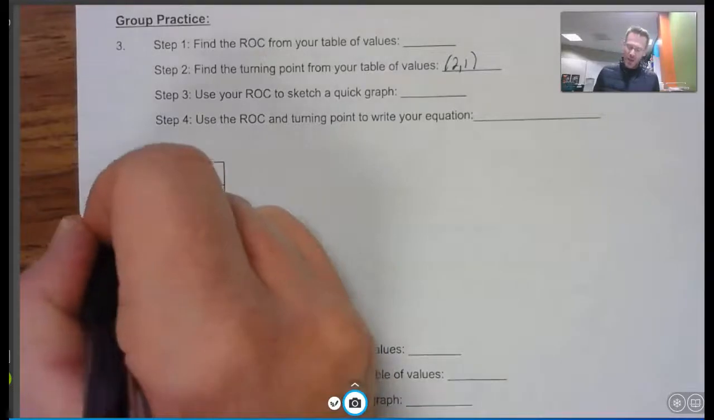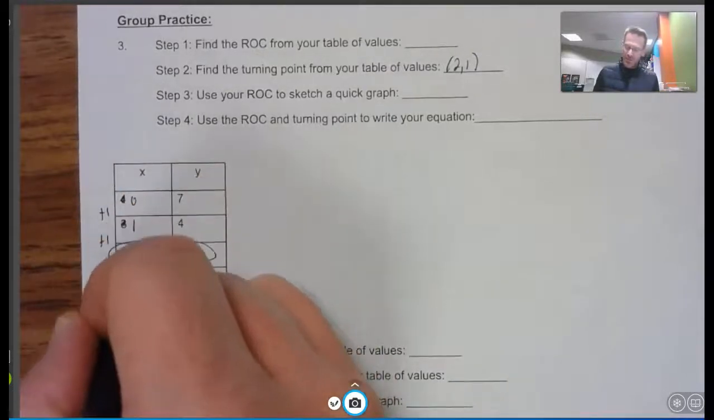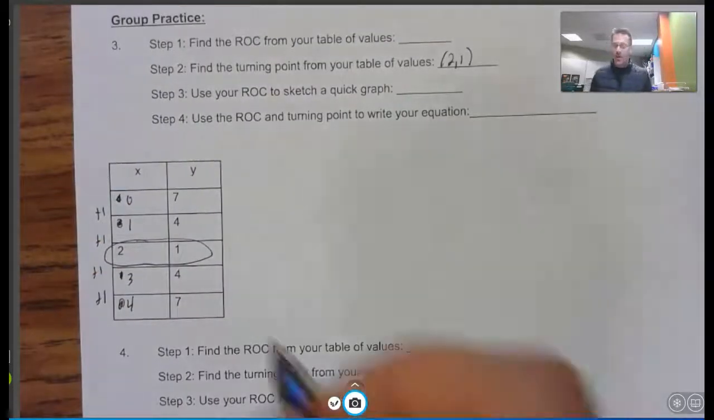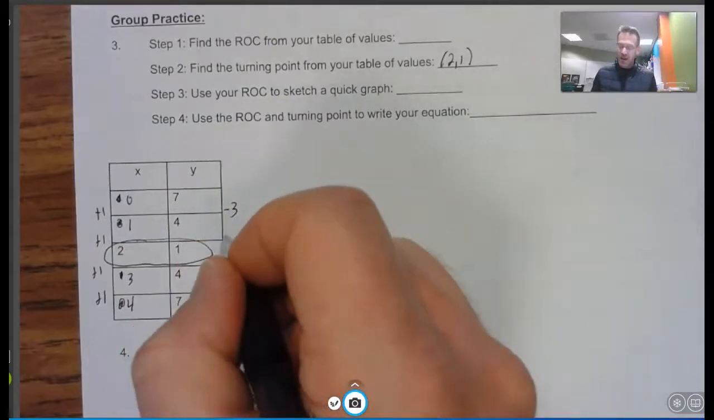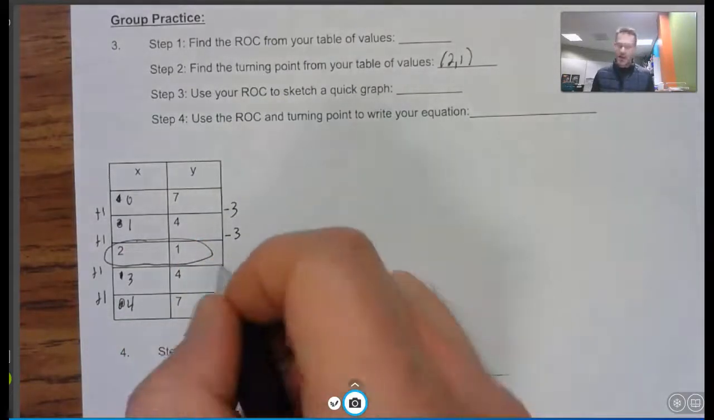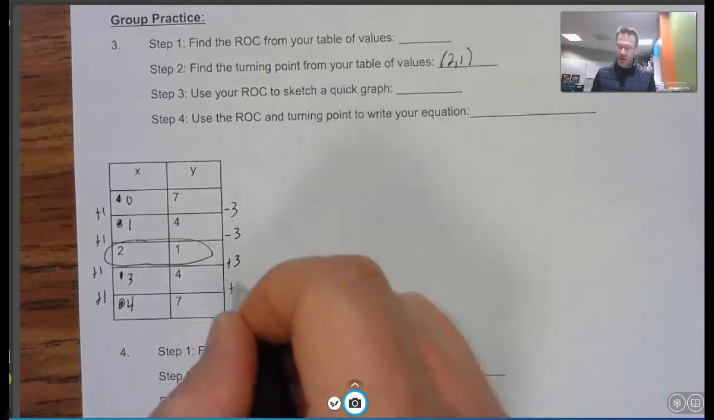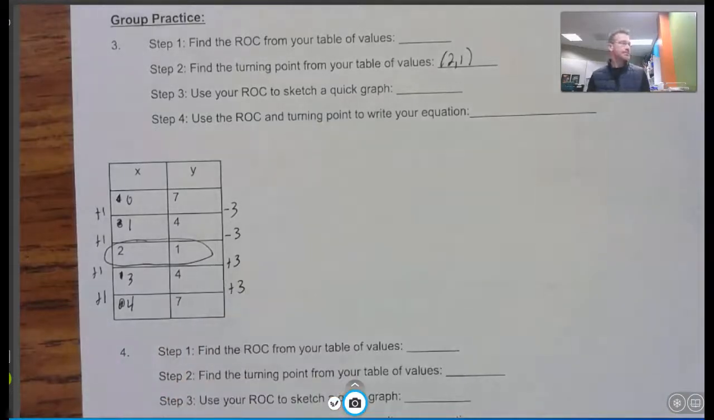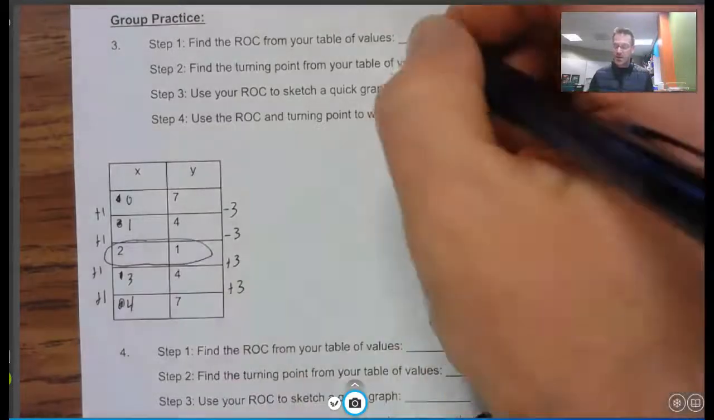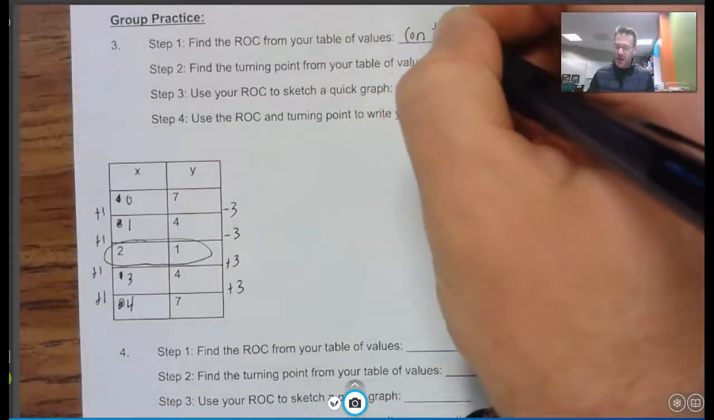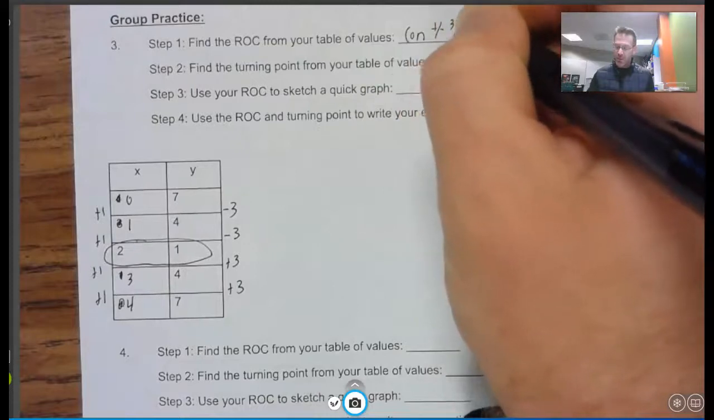So my x's are going up by 1 here. And then notice my y's. I go down 3, I go down 3, hit that turning point, I go up 3, I go up 3, and there you go. And so I can see that I have a constant rate of change. So it's a constant of plus or minus 3 to 1.